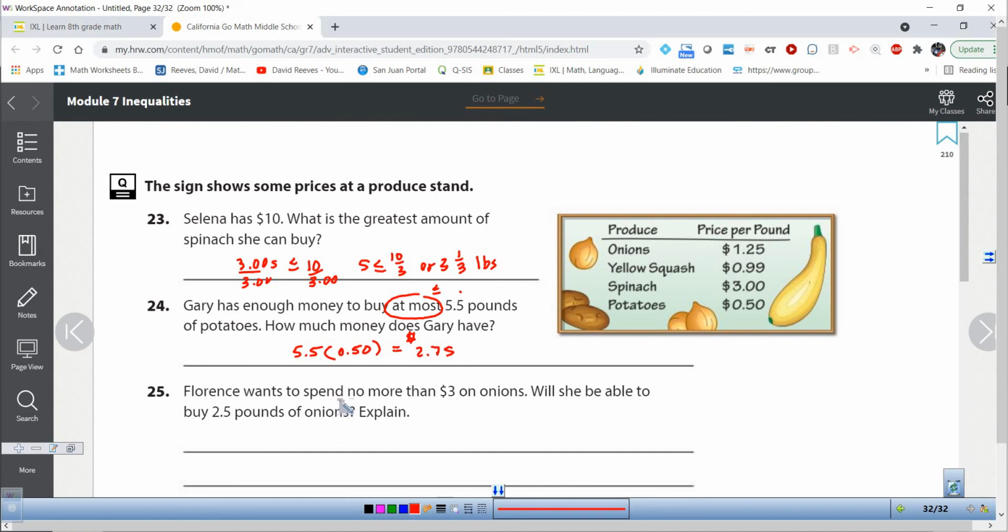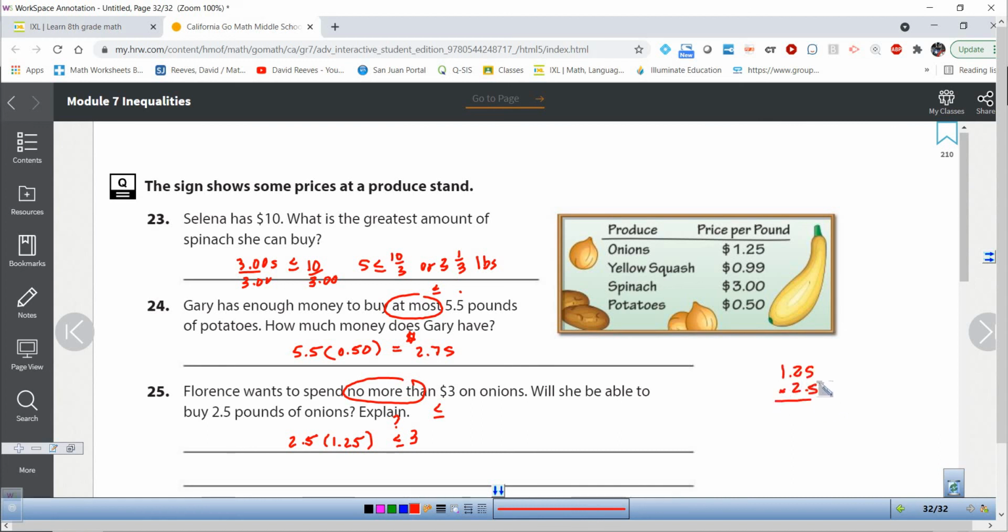All right, finally, Florence wants to spend no more than, which means less than or equal to, $3 on onions. Will she be able to buy 2.5 pounds of onions? Well, let's see. 2.5 pounds of onions times $1.25. All righty, so 2.5 times 1.25, is that going to be less than or equal to 3? There's our question here. So we need to know what is 2.5 times 1.25.